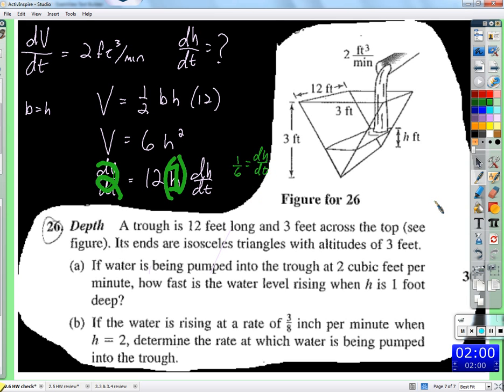Is dH/dt 1/6 all the time, always? That's when the depth is 1. When the depth is 1. It's going to take forever to fill up. What are the units of dH/dt? Feet per minute. Feet per minute.